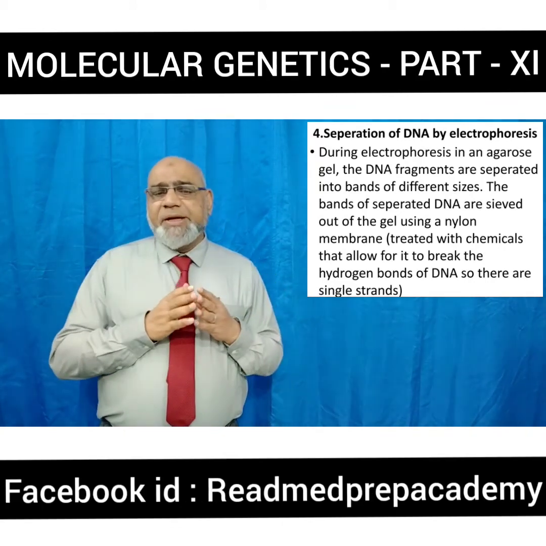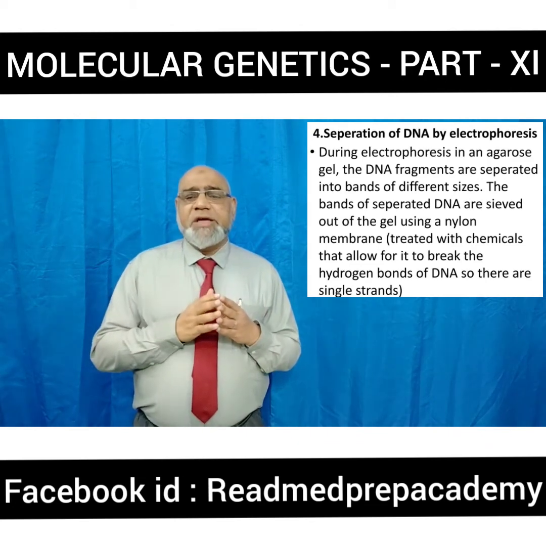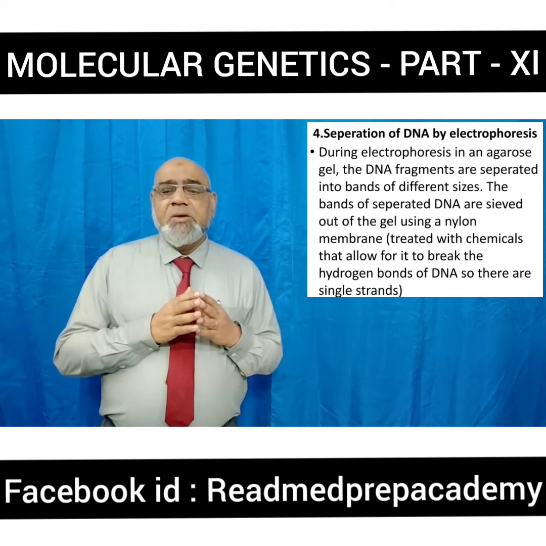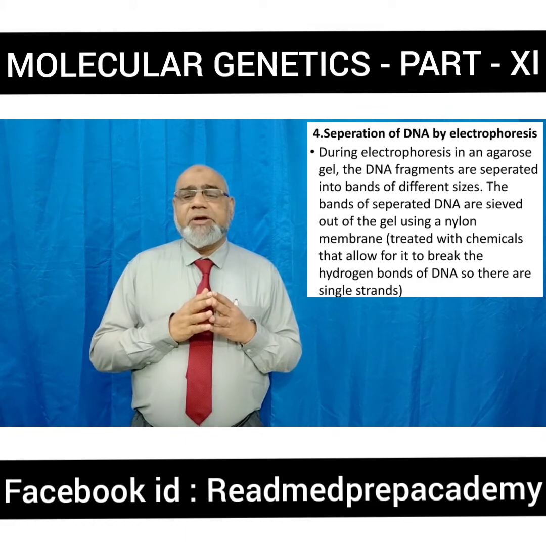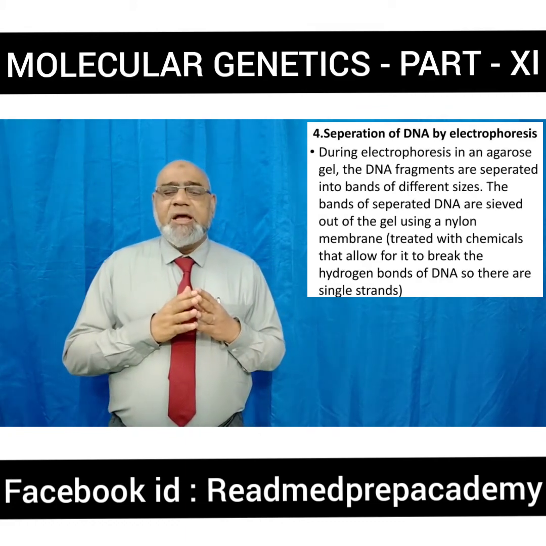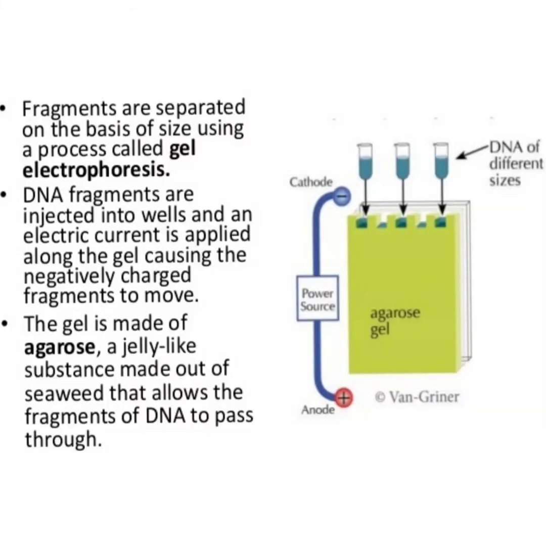The bands of separated DNA are sieved out of the gel using a nylon membrane, which is treated with chemicals that allow it to break the hydrogen bonds of the DNA, so single strands are formed. Here you can see the procedure. The fragments are separated on the basis of size using a process called gel electrophoresis.